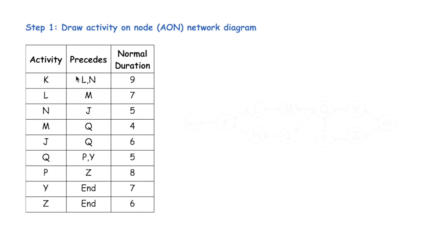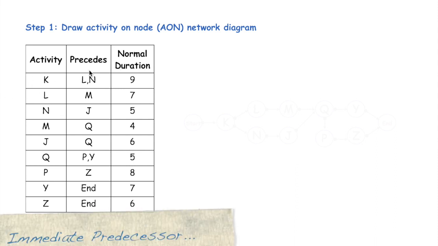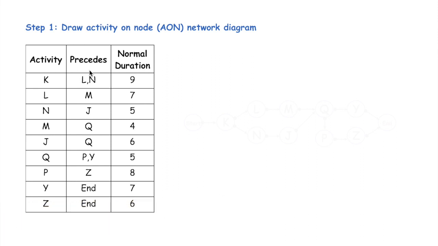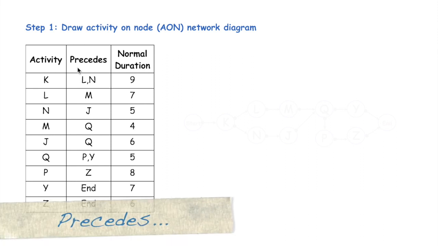So in step 1, we're simply going to draw out an activity on node network diagram for our project, and we're going to evaluate the current duration of this project. In order to do that, we would be concerned with the activity column, the precedes column, and the normal durations of each activity. Now in this step, we have to be careful. Sometimes we're offered an immediate predecessor column, in which case we have to draw the network diagram from the start node to the end node. Other times, like in the current case, we're offered a column that says precedes, in which case we must draw our network diagram from the end node to the start node.